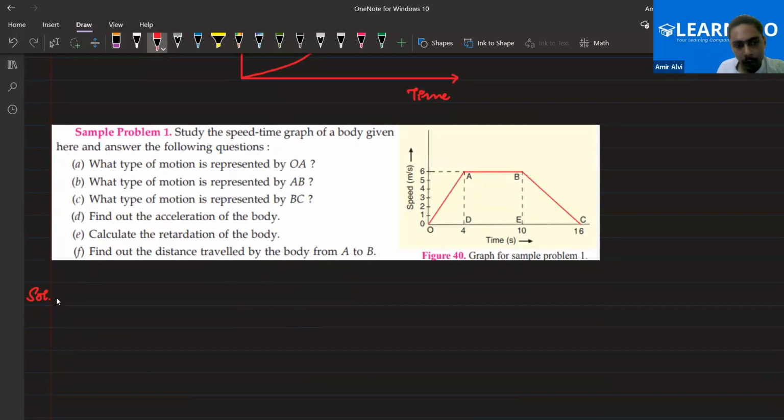Now let's find out for OA. What type of motion is represented by OA? It is a uniformly accelerated motion. Yes or no, Sarah and Farhan? Yes, sir. Okay, so OA is a uniformly accelerated motion, uniform acceleration.